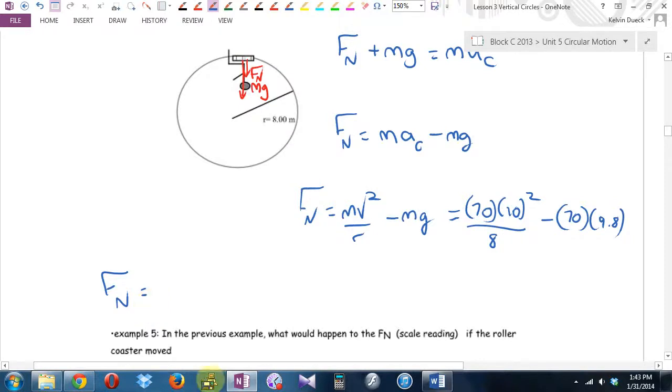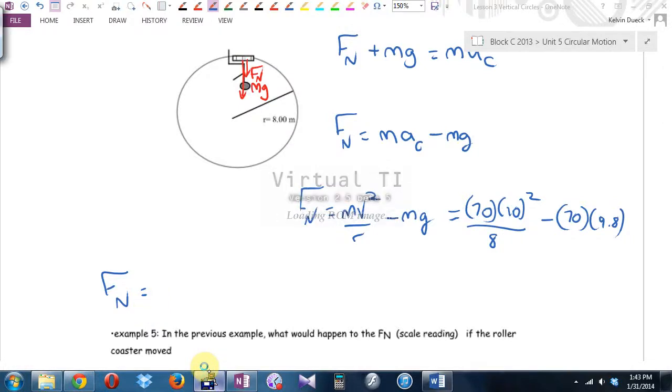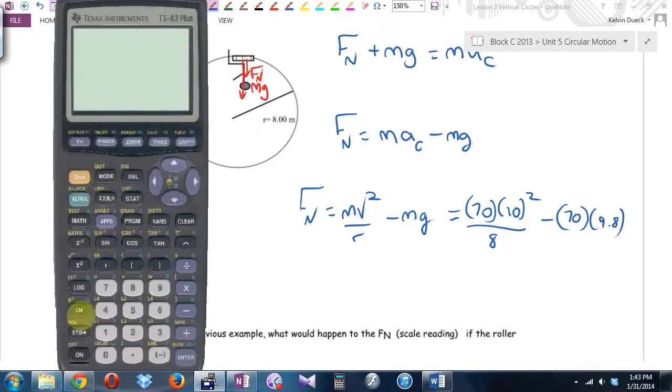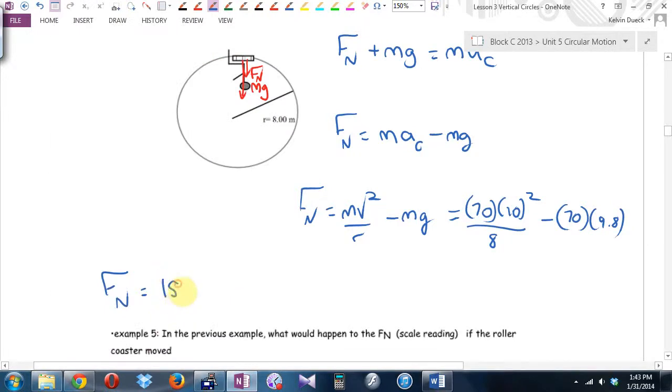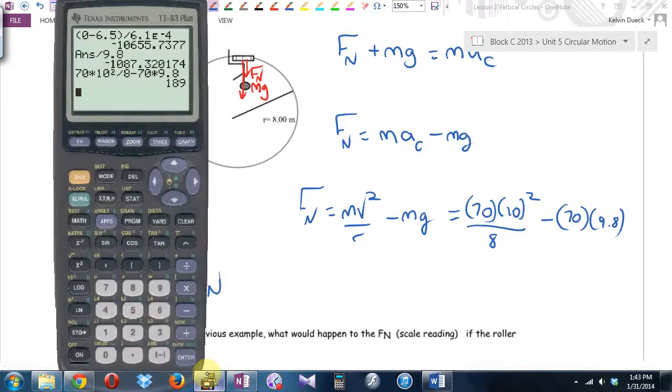What do you get? $70 times 10 squared over 8 minus 70 times 9.8. Oh, you get 189 newtons even? Yeah. Nice. Compare that with their normal force. So normally they feel like they have a weight of 686 newtons.